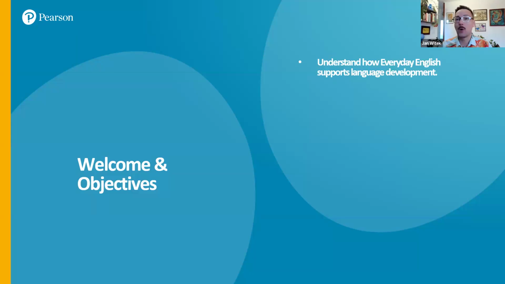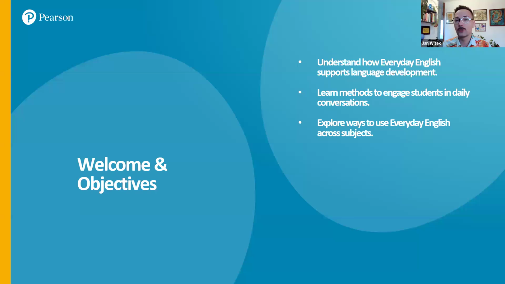Firstly, we'll understand how everyday English supports language development. Then we will explore various methods that help engage students in daily natural conversations. We'll also look at ways to incorporate everyday English across different subjects, making learning more meaningful. And finally, we'll focus on practical strategies to create a classroom environment where communication flourishes. So these are the objectives for today.